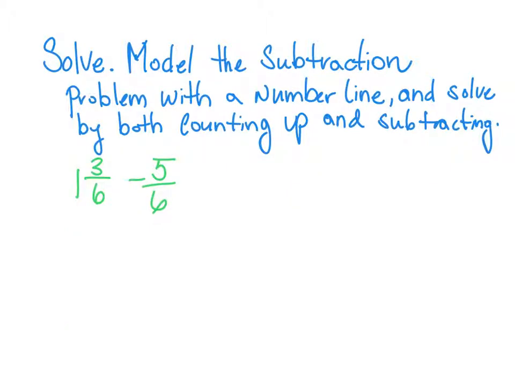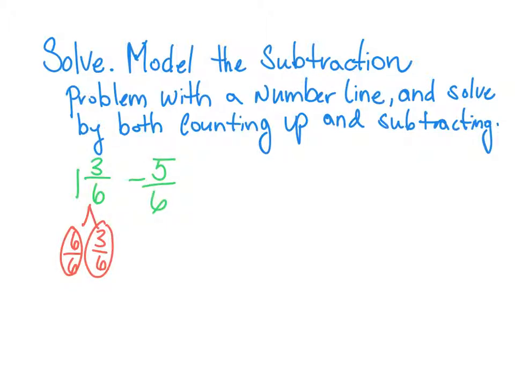Solve. Model the subtraction problem with the number line and solve counting up and subtracting. All right, so we're going to do what we just previously did with this number sentence, 1 and 3/6 take away 5/6. So what we're going to do is break this down using a number bond. And how many wholes do we have here? Well, since we're dealing with 6, we have 6/6. And since we take away that 6/6, we're left with 3/6. Okay?